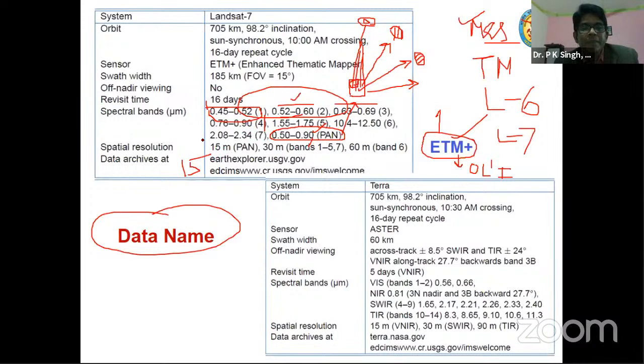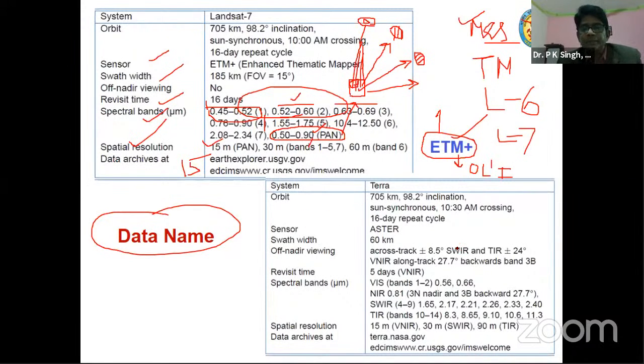See here, 15 meter spatial resolution. All the characteristics for the bands data are given. What is the sensor? What is the swath width, meaning the area covered by the sensor? Then revisit time, temporal data, 16 days, spectral bands, spectral characteristics, spatial resolution, everything is given. Once you download data, apart from that data, one metadata file for this data is available. In that file, every piece of information is given. I hope I am clear about this. In that way only, you will be able to use these data.